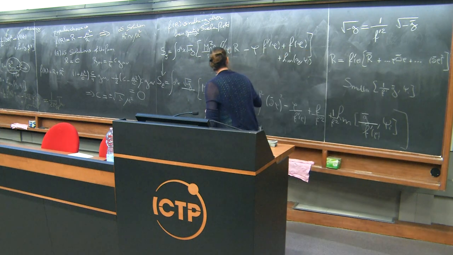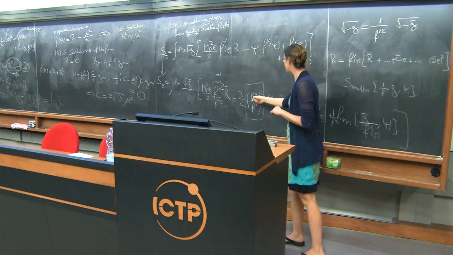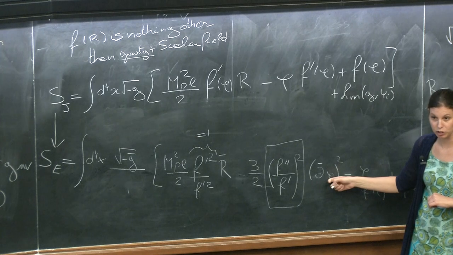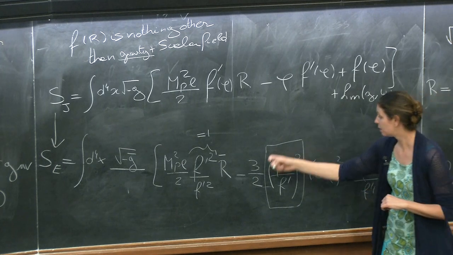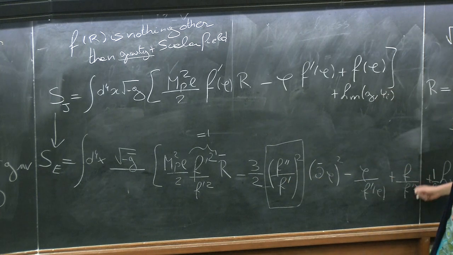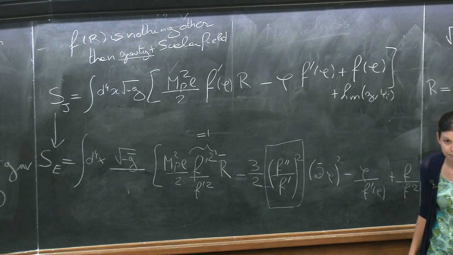I should say, don't worry about this factor in here. This can always be absorbed into a field redefinition. So you can always make a transformation of your field so that this overall factor is one, and then you have corrections in here. So you can always canonically normalize your scalar field. Yeah.